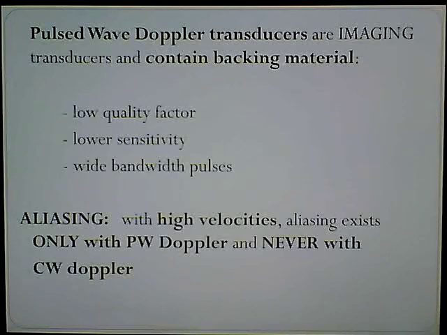Aliasing, as with high velocities, exists only with pulsed wave Doppler. Never with continuous wave Doppler. That's very important. I can ask you any question: which of the following probes does aliasing occur with? Bam. What is the direct advantage which we talked about with continuous wave Doppler? No aliasing.